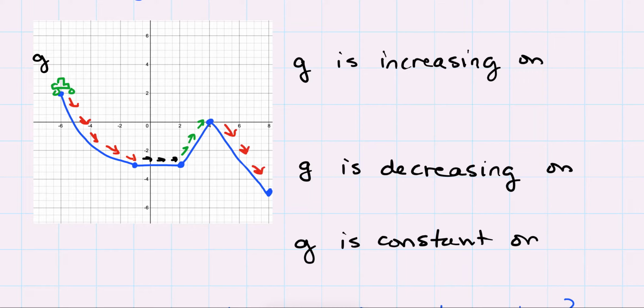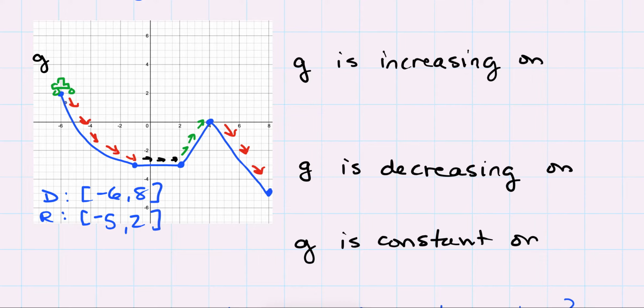I always like to write the domain and the range, just as an extra exercise. The domain is -6 to 8. The range, how far up and down we go, we're going all the way to here, which is -5. Lowest number first, biggest number is 2.